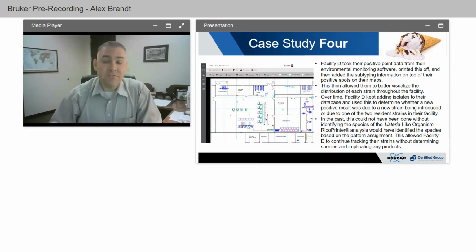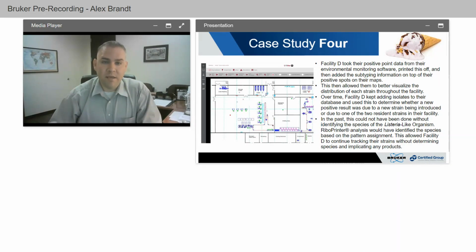Facility D took their positive point data from their environmental monitoring software, which they get through us, which I mentioned is the EMA program. They printed this off and then added the subtyping information on top of their positive spots on their maps. This allowed them to better visualize the distribution of each strain throughout the facility.